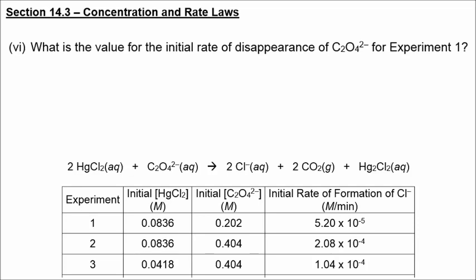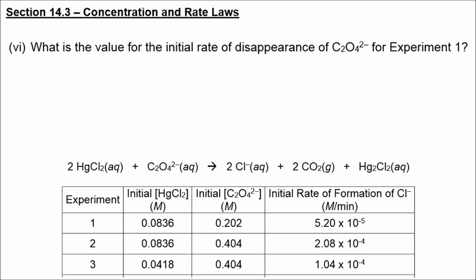Earlier we had talked about stoichiometry and mole ratios where you can change from the rate of one chemical to the rate of another. So we have in the table the rate of formation of chloride. And for experiment 1, that value is 5.2 times 10 to the negative 5th molarity per minute.